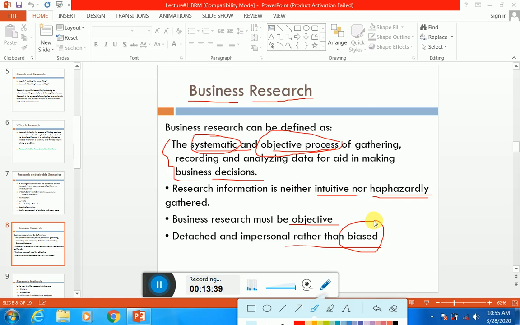You must be neutral in the research. Whatever the results are, for example, being researched by you during the research, you must accept them. There shouldn't be any biasness from your side in the research.